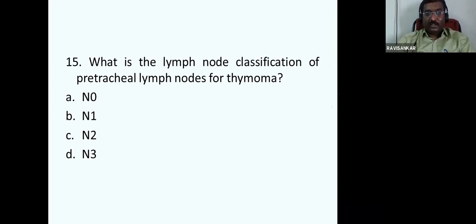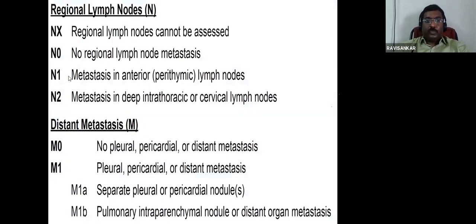BC. Can be multiple answers, no? So the N1 or N2 is not based on the number of nodes. It is based on the location of the nodes. Okay.